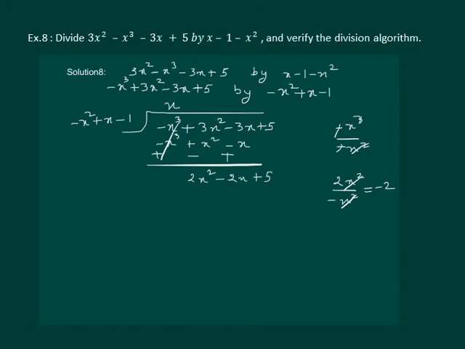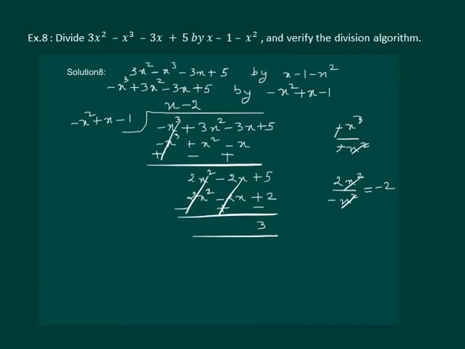The next term in the quotient would be minus 2, and again we get 2x square minus 2x plus 2. Change the signs, and we are left with 3 as the remainder, because degree of constant term is 0, which is less than degree of divisor.